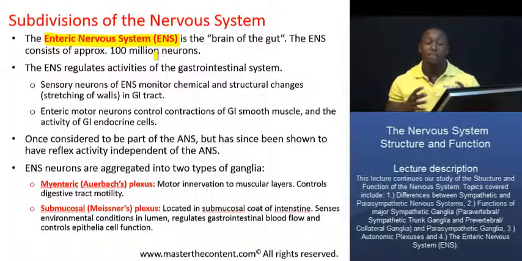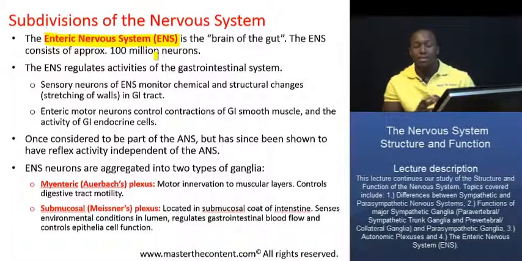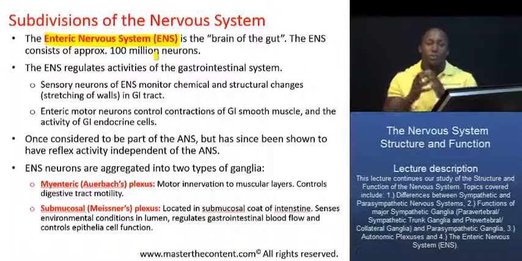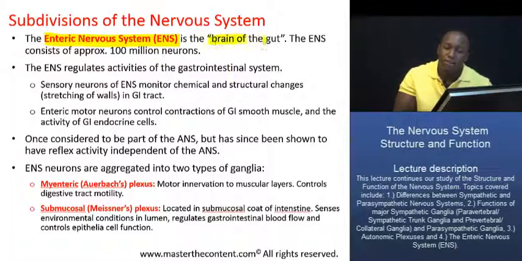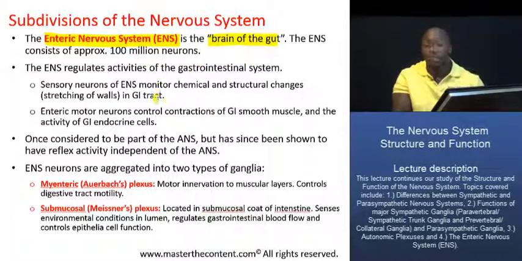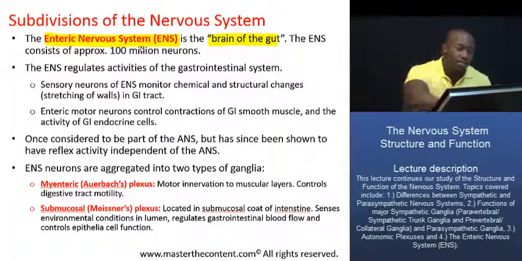The ENS actually functions independently of the pathways of the peripheral nervous system and the central nervous system, although it can still communicate to the central nervous system through the peripheral nervous system. For that reason, it warrants putting the enteric nervous system in a category of its own as another major subdivision of the nervous system. Like I said, the ENS is the brain of the gut. It contains approximately 100 million neurons, and it's responsible for regulating the activities of the gastrointestinal system.